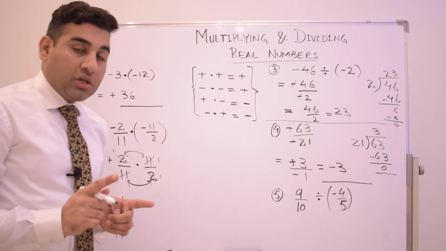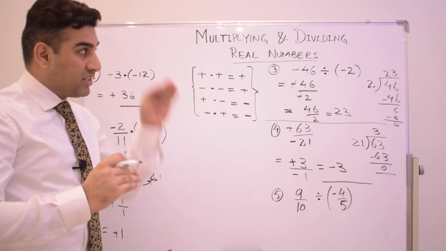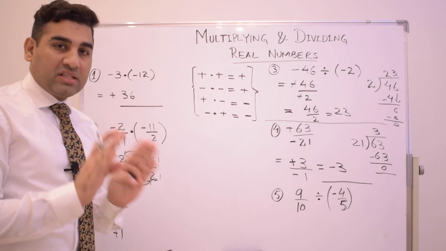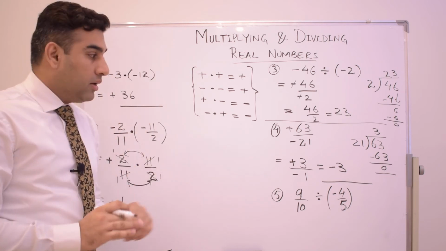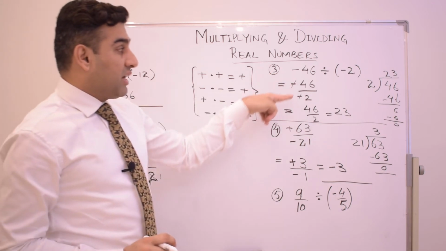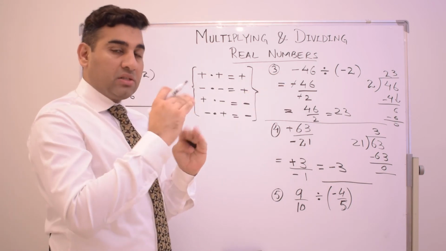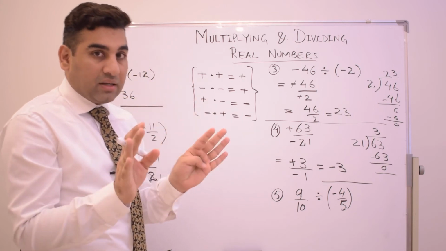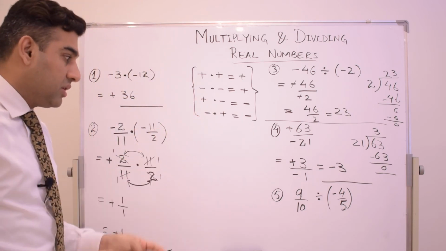If in a fraction you have plus up minus down, or minus up plus down, the answer will stay the same with the minus sign. But if your fraction has the same signs, plus plus, the answer is plus. Minus minus, still the answer is plus. So these are some basic rules.